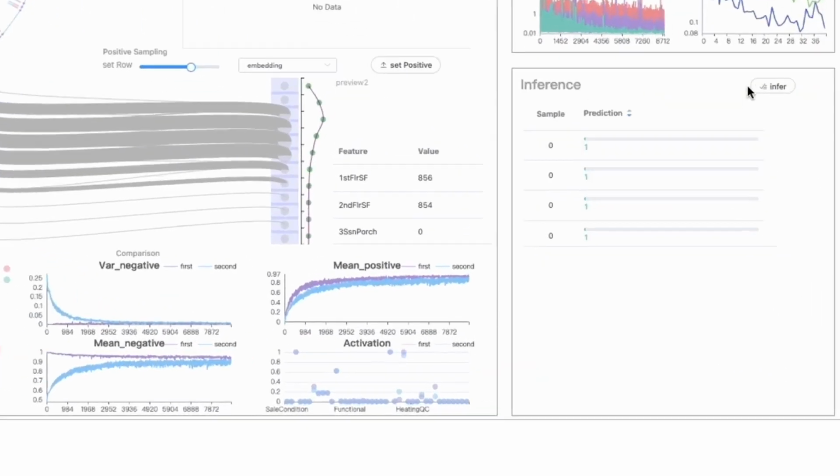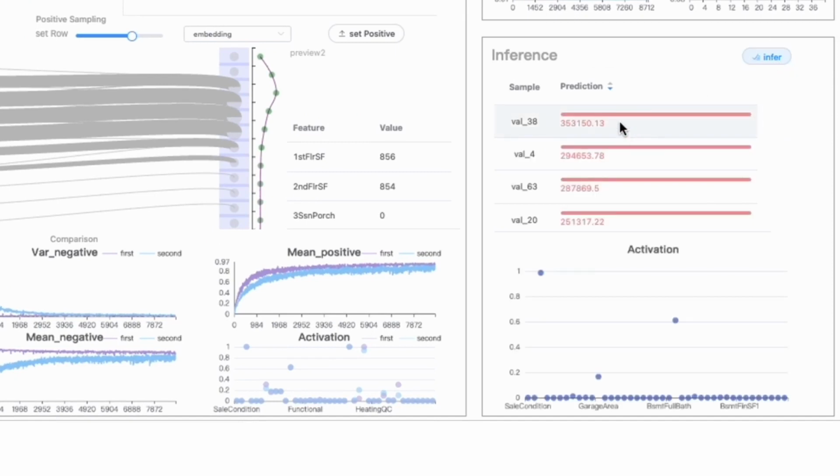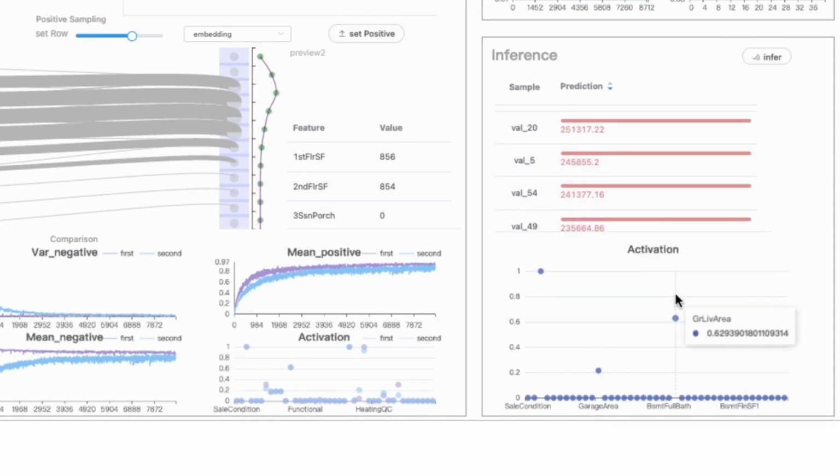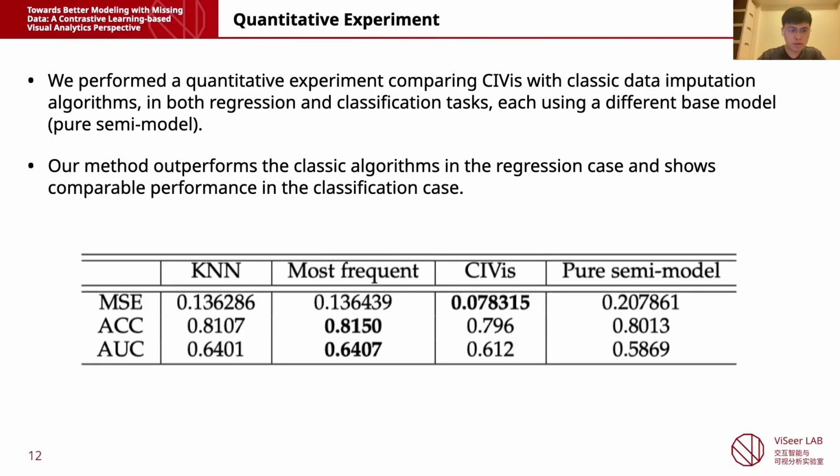After the training stage, the expert has enough confidence in the trained model, with which he clicks Infer to apply inference. He then validates the prediction by their inference. Clicking a row, its activation is shown below. The highest activation often lies on the GR-live area, meaning the ground living area in square feet, which is important to house price prediction. To evaluate the effectiveness of a system, we conduct quantitative and qualitative experiments.